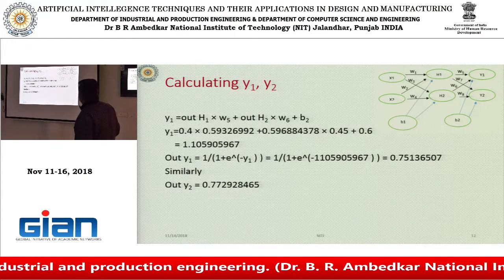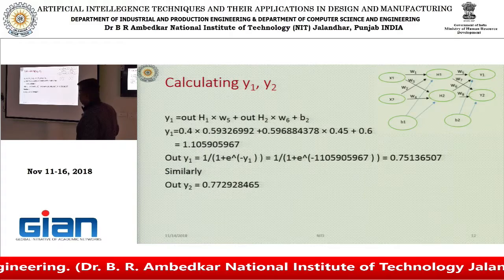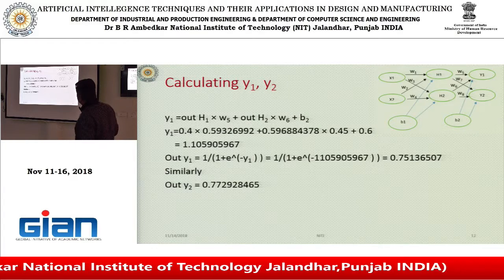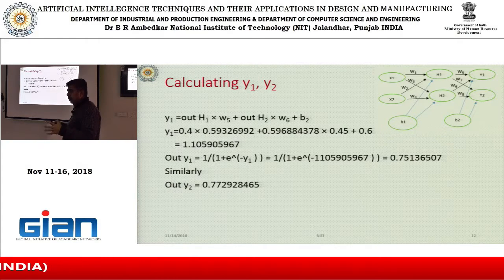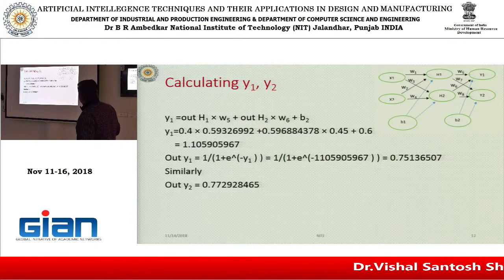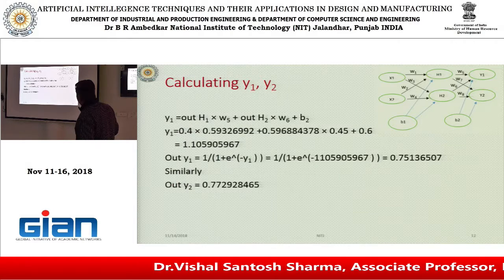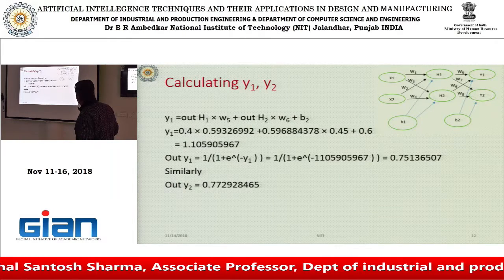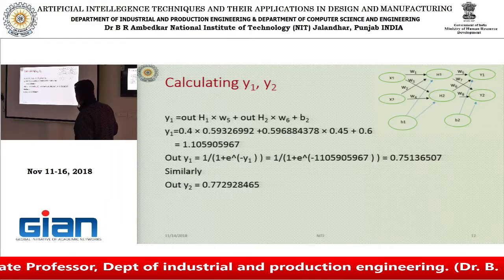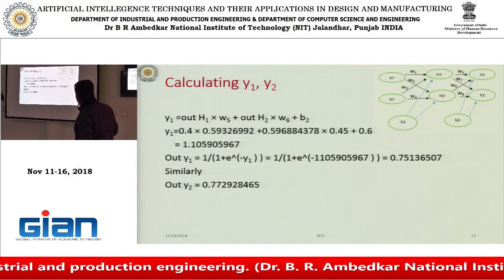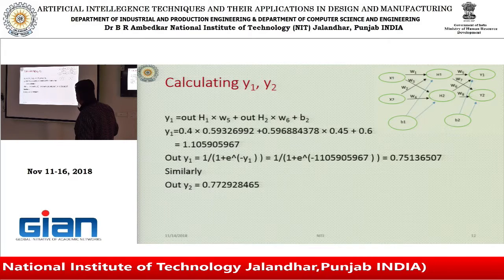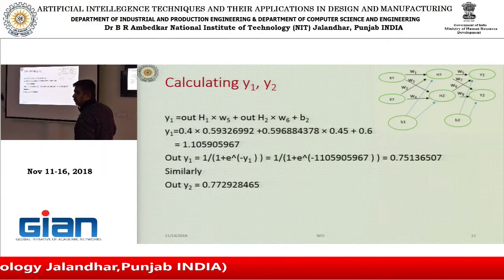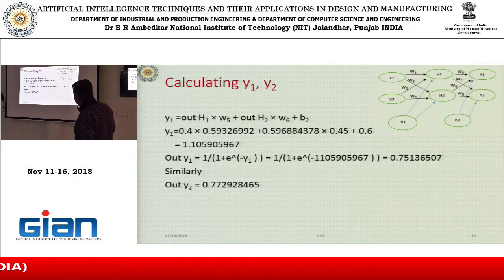Now we want to calculate y1 and y2. Again, the formulas are the same. The y1 will have input and output. The input of y1 is dependent upon the output of h1 multiplied by w5, which is here, and also the output of h2 multiplied by w6, plus the bias which you have here, b2. Using this, and you know the values, you put them here and you get y1.